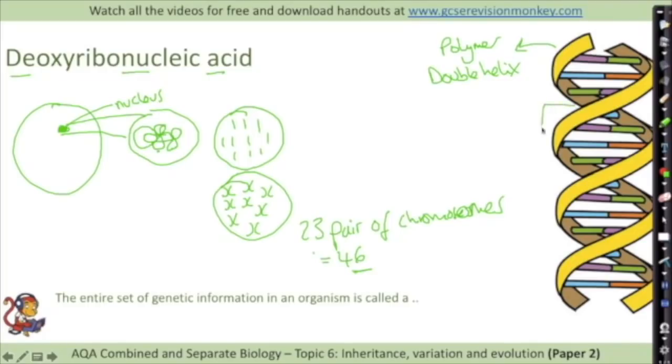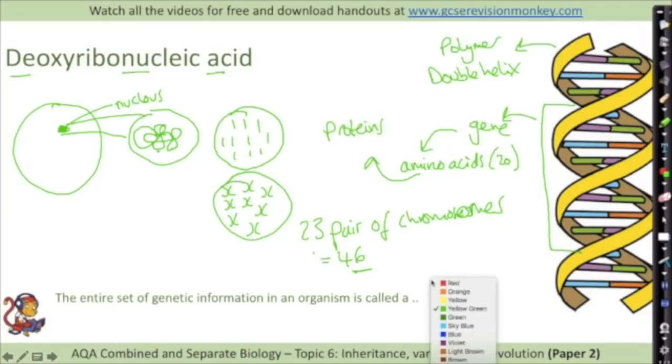A length of a particular sequence of DNA is called a gene, and that gene is used to make amino acids, of which there are about 20 or so of them, and a particular sequence of amino acids is used to make proteins. The entire genetic information in an organism, whether it's a plant or an animal, is called a genome.